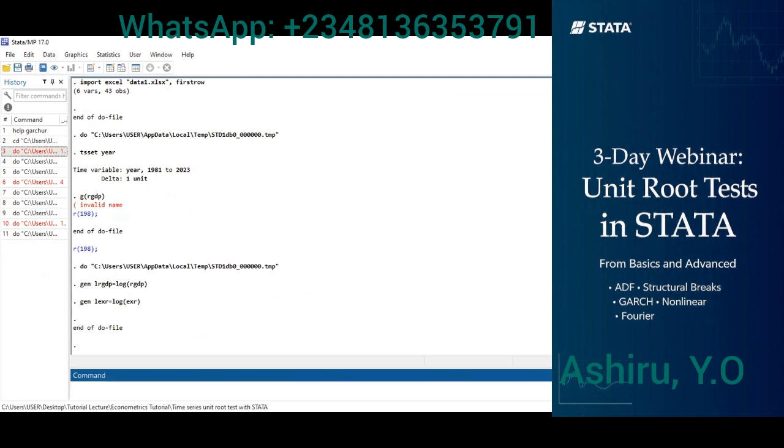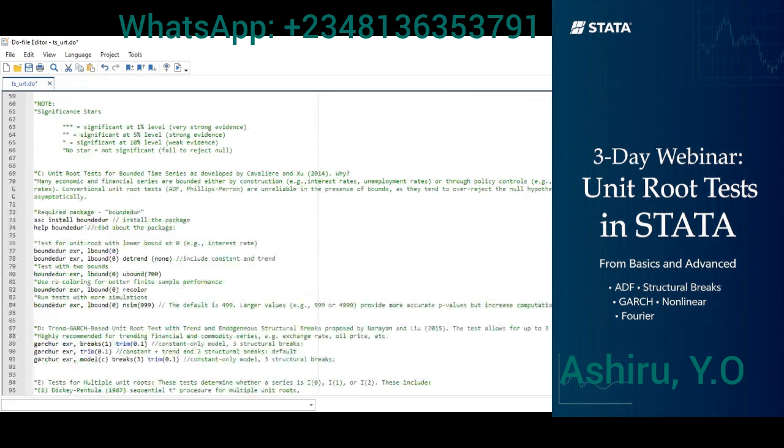So it's generated. Now, the unit root test we'll be talking about is the bounded unit root test. There are some variables that are bounded. For example, interest rate is bounded. In theory, interest rate cannot be negative. That means it is bounded. We can say the lowest point of interest rate is zero, so it is bounded.